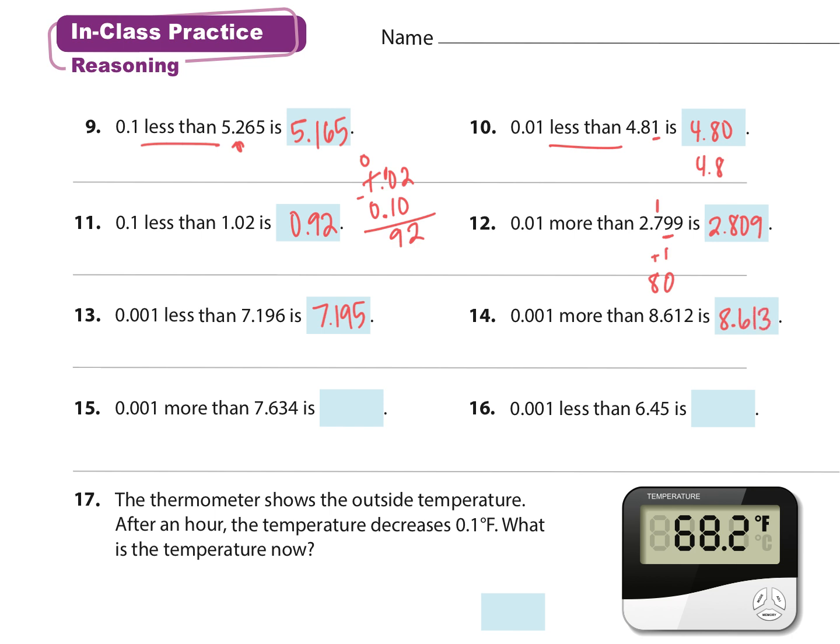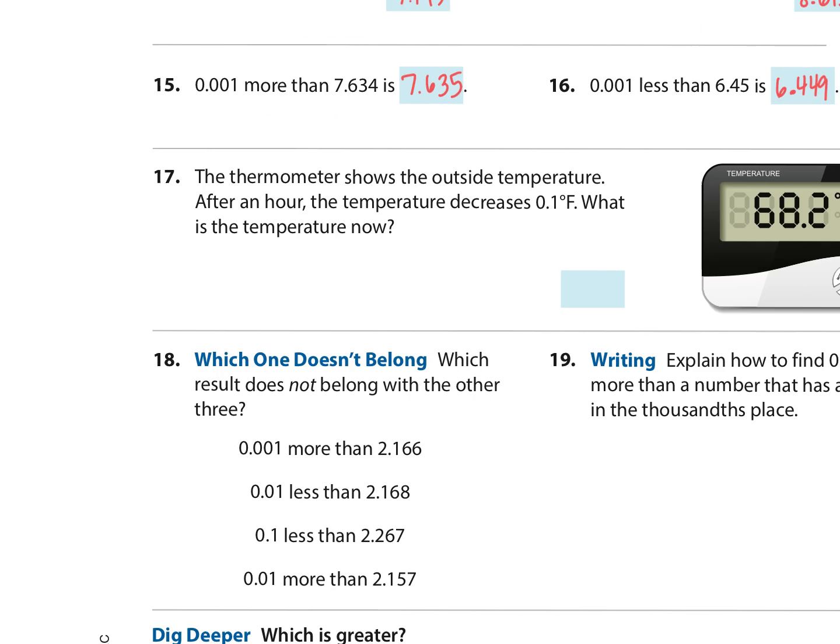And then mint table, what did you guys get on number 15? We got 7 and 635 thousandths. Exactly. Very good. And then what did everybody get on number 16? 6 and 449 thousandths. Very good. Y'all are amazing, and we are just rolling right through this.